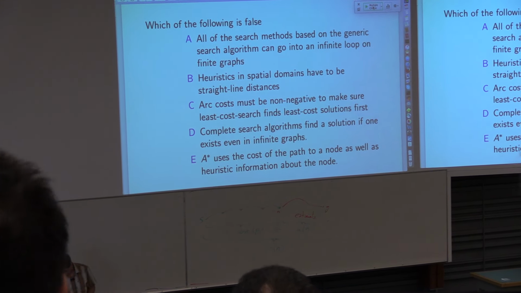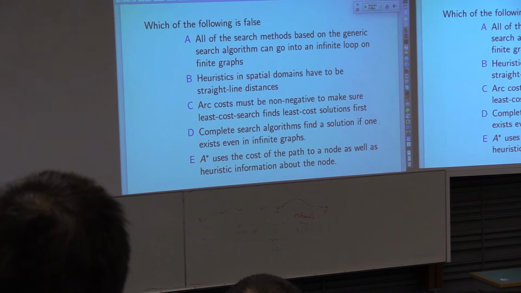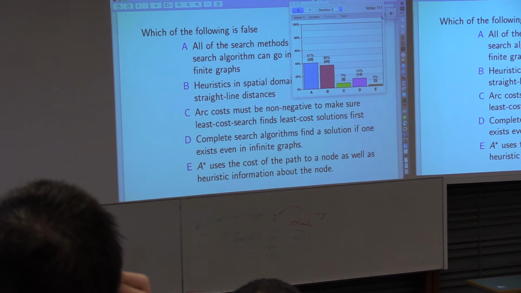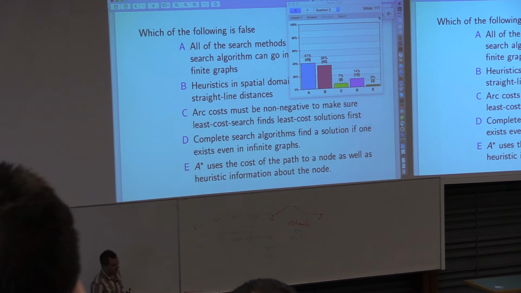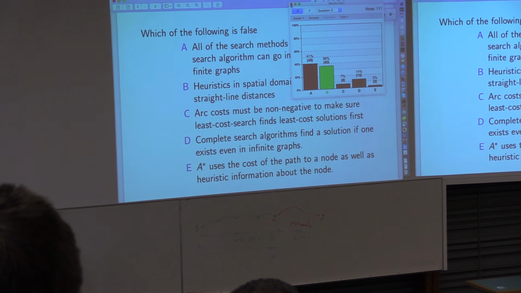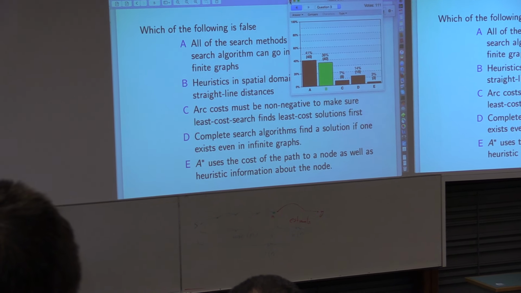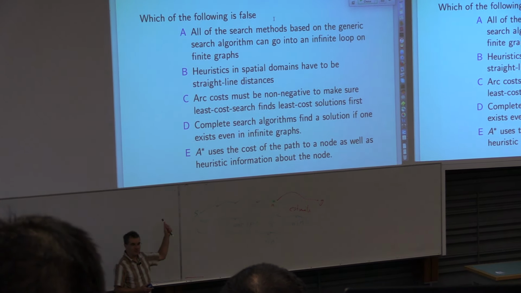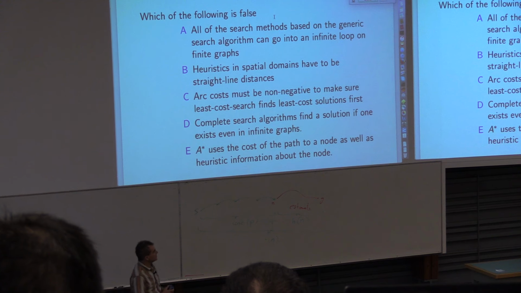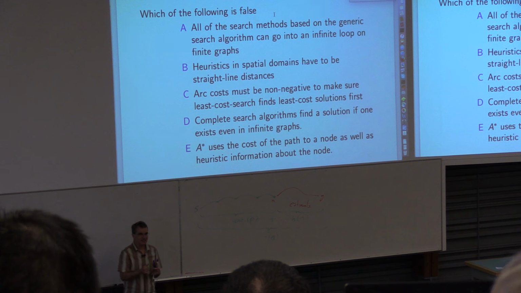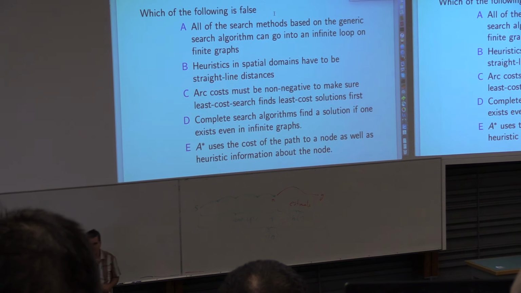All right. Good. The answer is B. B is wrong. Let's have a look. A and D were both popular for being wrong. I was actually going to give a summary of these things, but I thought it was much better to ask a question. So all the search methods can go into an infinite loop on finite graphs. We did this last time. This is a clicker question we did last time, remember?